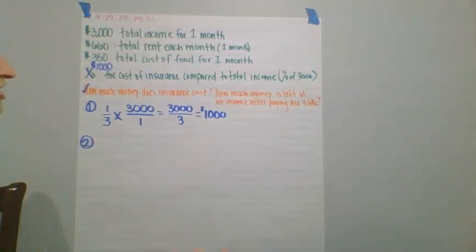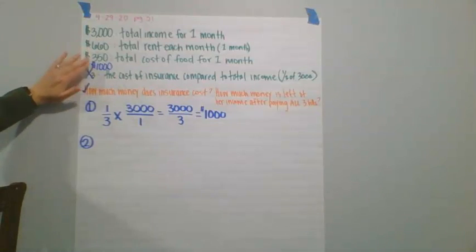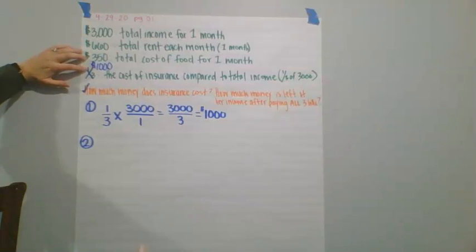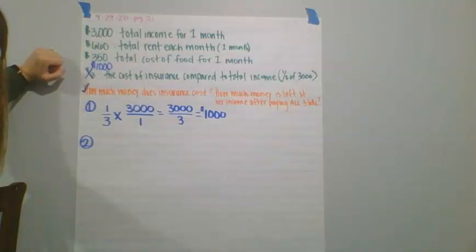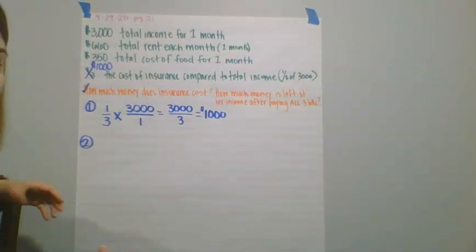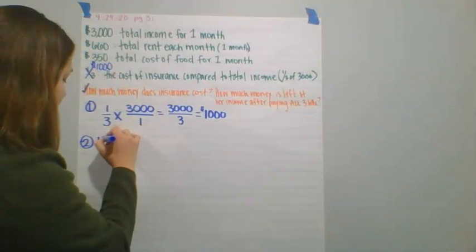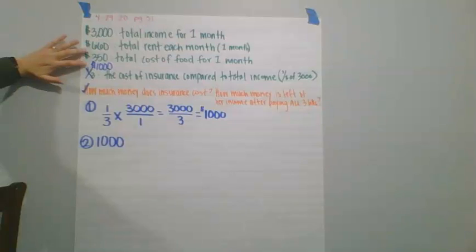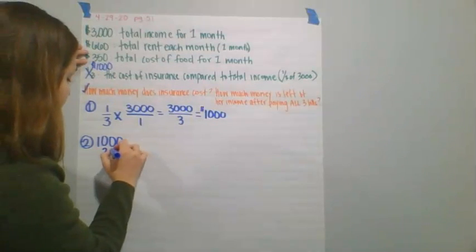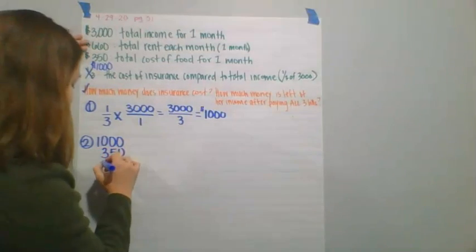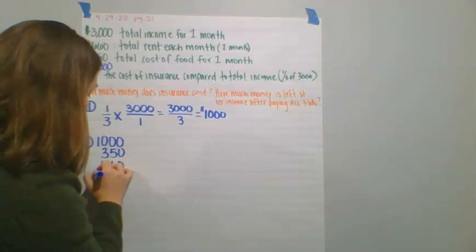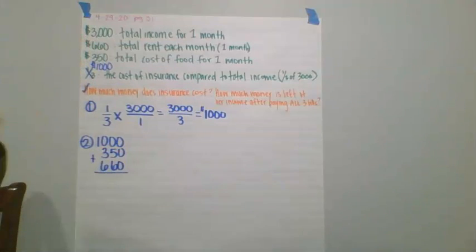So we don't actually know her total bills because it just gives it to us broken down into separate categories. So rent, food, and insurance. What we want to do is figure out what that total cost is for her. All right, so we're going to take that $1,000 and we're going to add the $350 and the $660 because this is going to tell us how much total money she's spending each month on her bills.